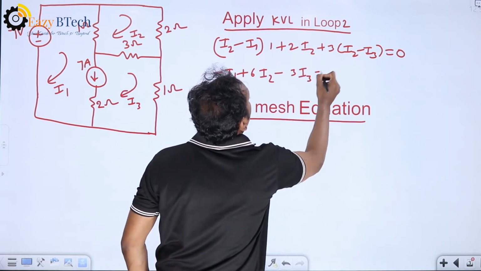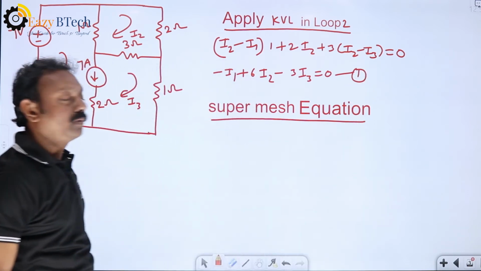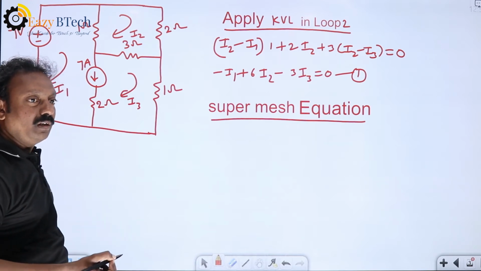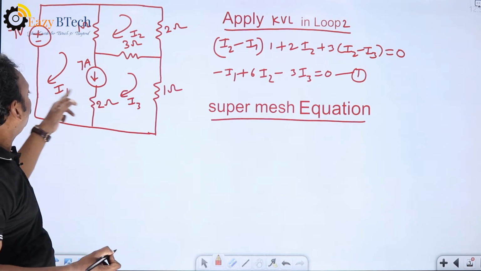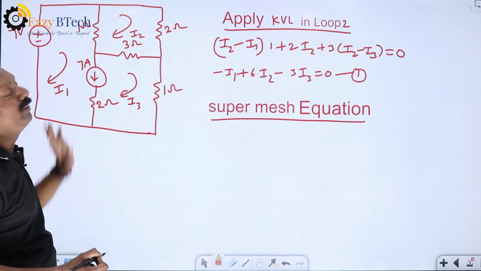Minus 3I3. From this equation, assume this is the first equation. Okay, now, how to write the super mesh equation? First, you write the common equation. This current source is present between the two loops, so the difference between these two currents is equal to 7 ampere.